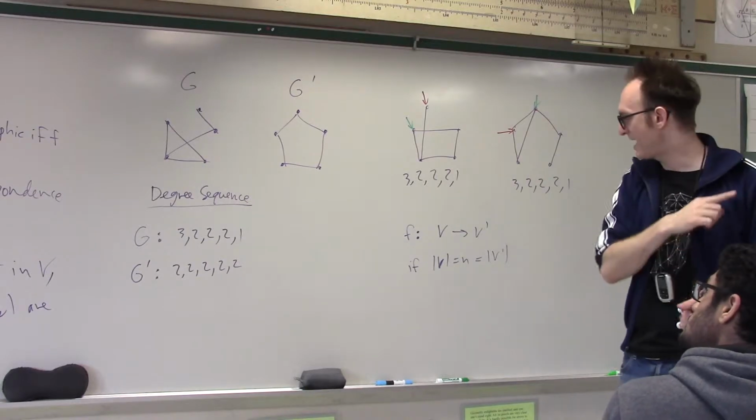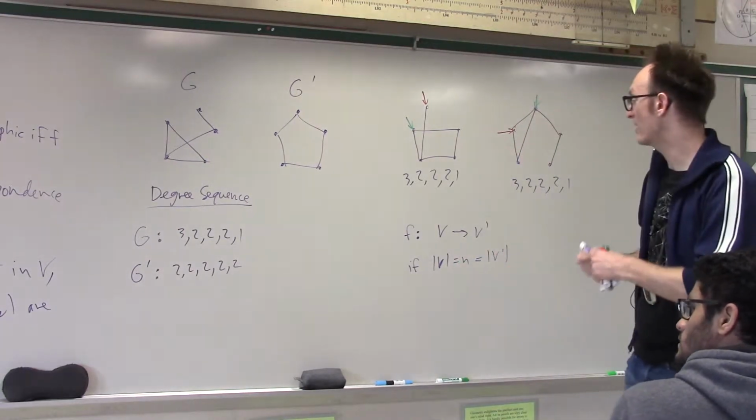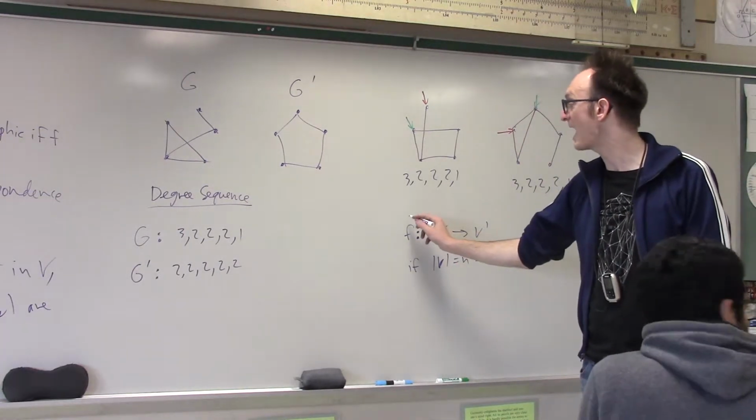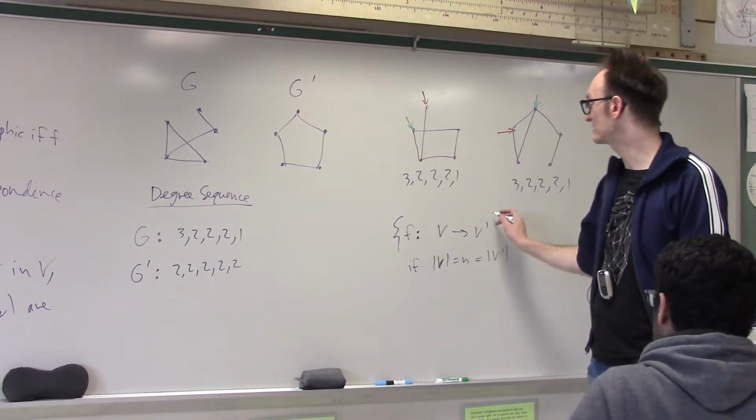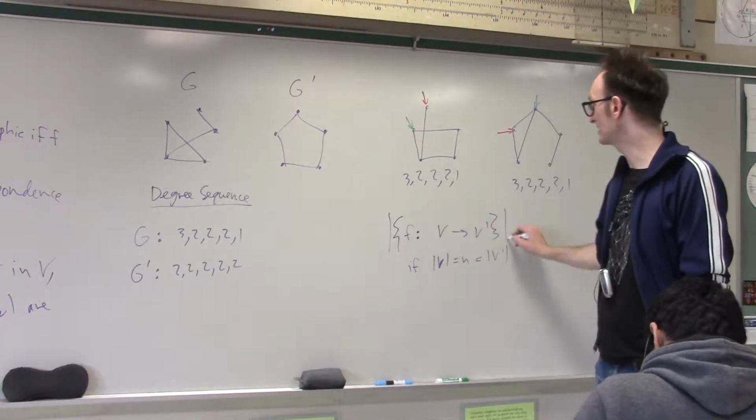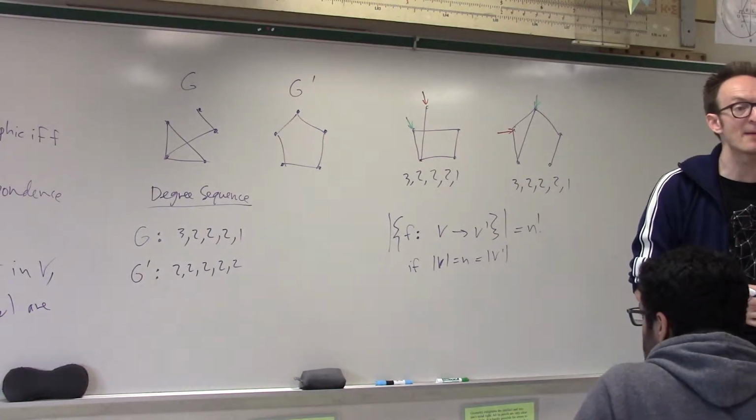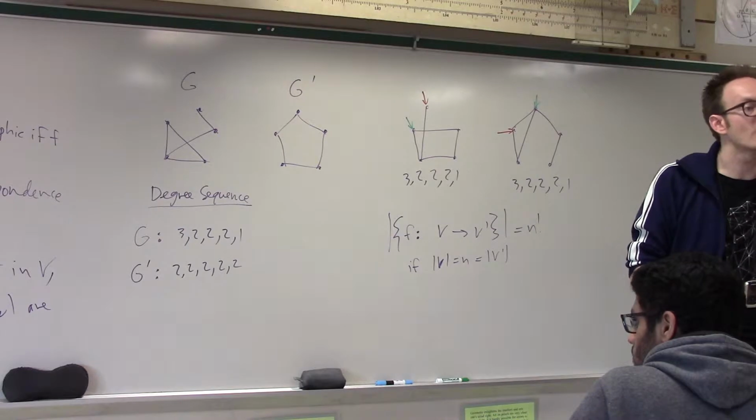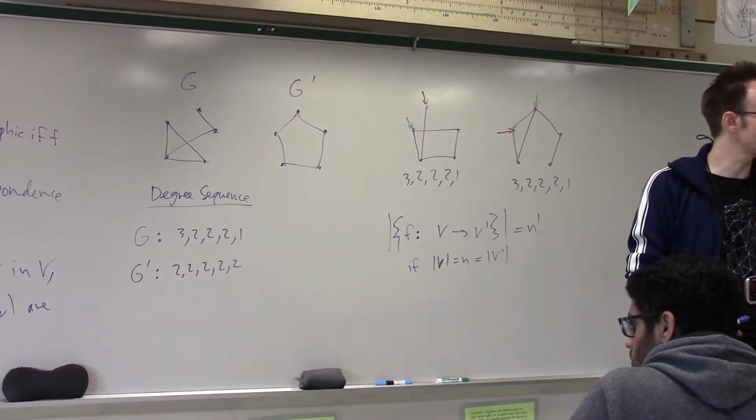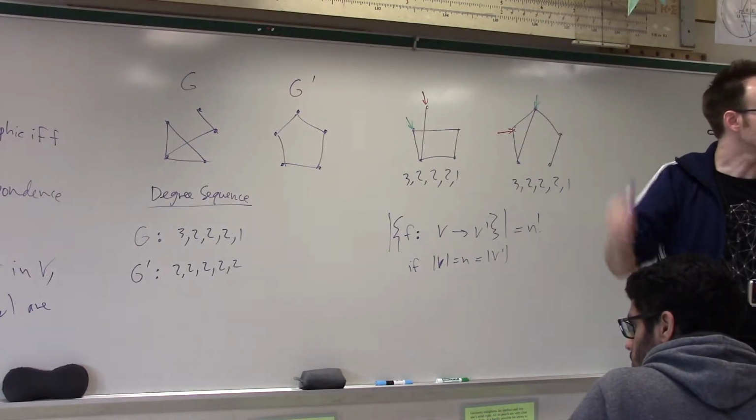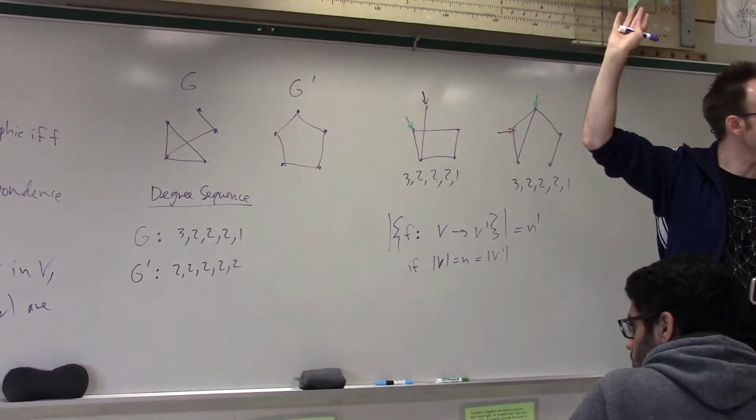So I claim that the size of the set of all of these functions is in fact n factorial. In other words, the number of bijections from one vertex set to another vertex set grows like factorially with the number of vertices.